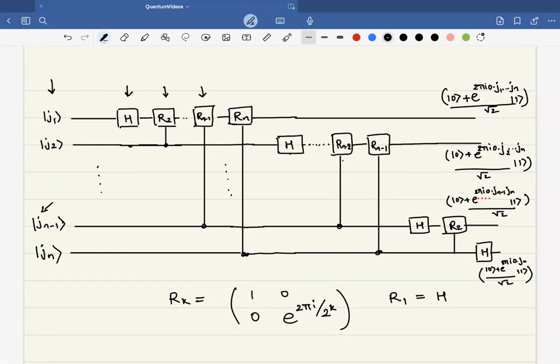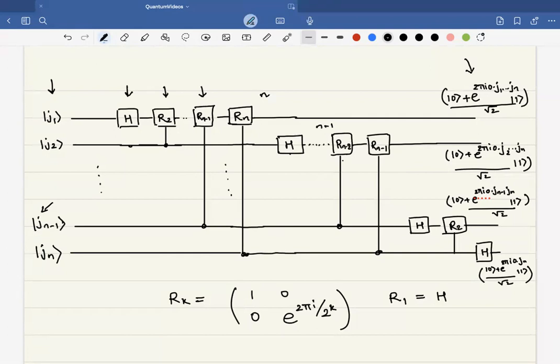And on the second wire, you will have initially the Hadamard gate, followed by R2, which will be controlled by j3, and so on. And then R(n-2), which will be controlled by j(n-1), and R(n-1) controlled by jn. So the number of gates in this wire is n, and then there will be n minus 1 gates over here, and so on. That's one thing to be noticed. And then the output is going to be written over here.